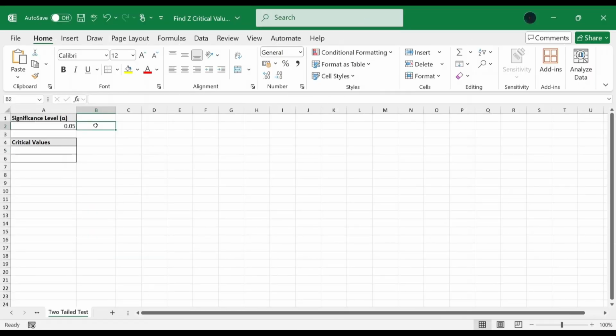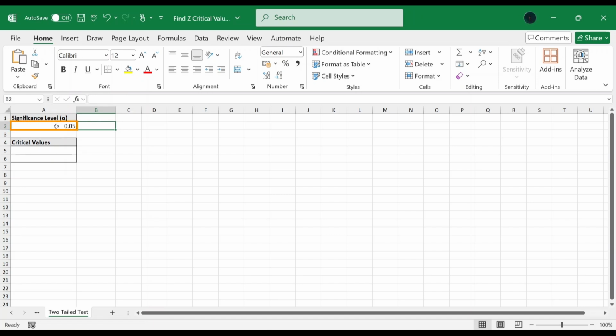In the second method, we will try out the two-tail test. The two-tail test checks if the sample mean is either significantly higher or lower than the population mean. The idea is the same, but this time the significance level is split into two tails. Here, we will adjust the significance level to account for both tails before using the NORM.S.INV function. This method helps identify z-values when testing for deviation in either direction.